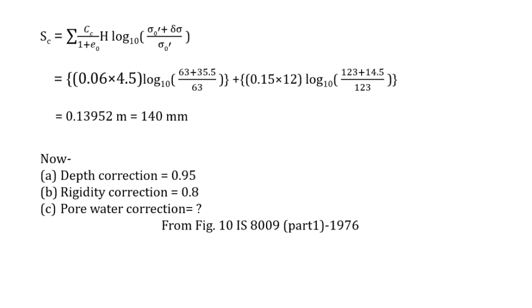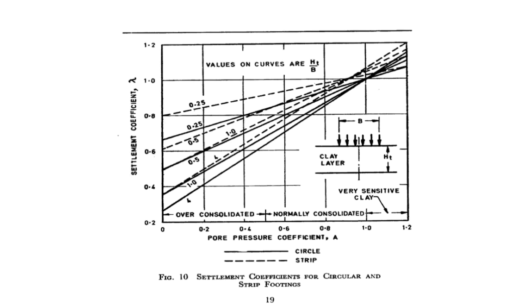Then pore water correction. Now this correction we have to take from figure 10 of IS 8009 part 1 1976. This is figure 10 of IS 8009 part 1 1976. From here we will have to select the correction factor corresponding to the pore pressure coefficient. The values on the curves are HT divided by B. HT is the thickness of the clay layer, which is in our case 16.5 meter. B is the width of the footing, which is in our case 10 meter. So HT by B in our case is equal to 16.5 meter divided by 10 meter, which is equal to 1.65.